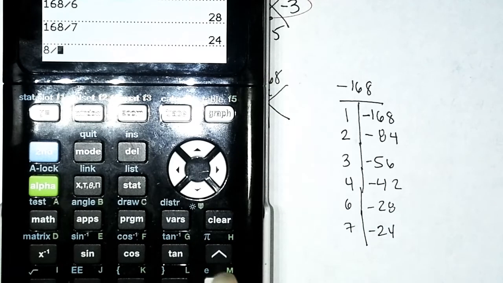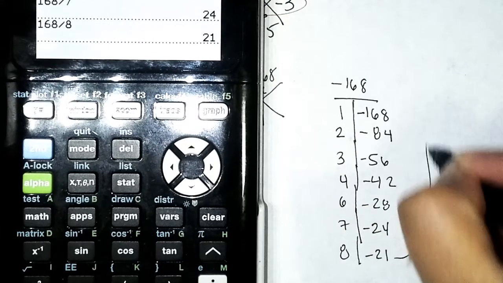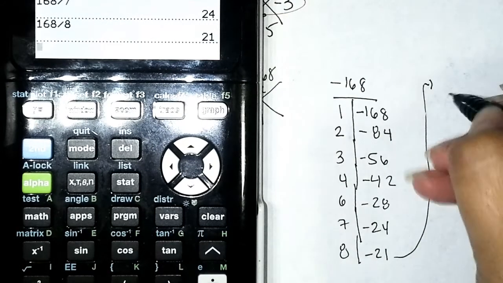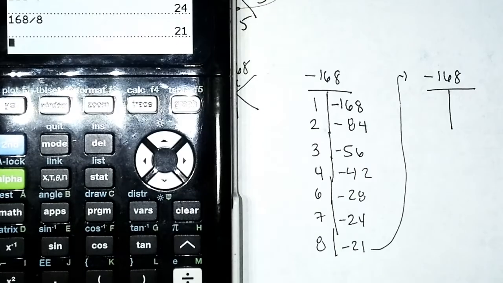Is 8 a factor? Oh, I punched it in wrong. 168 divided by 8, it is a factor, but that sum is not negative 1. Okay, I'm running out of space, so what am I gonna do? I don't want to have a long table because I need to make space for more problems, so I'm gonna go ahead and continue the factor table.